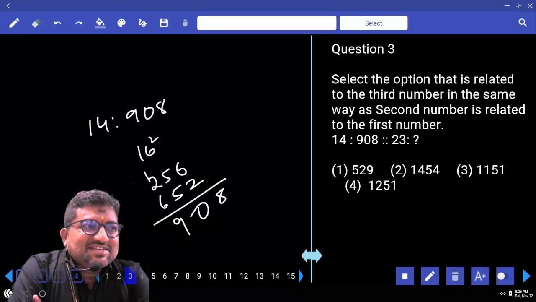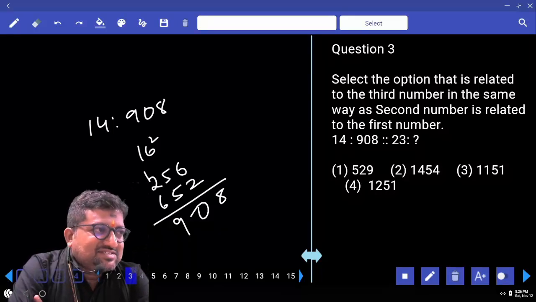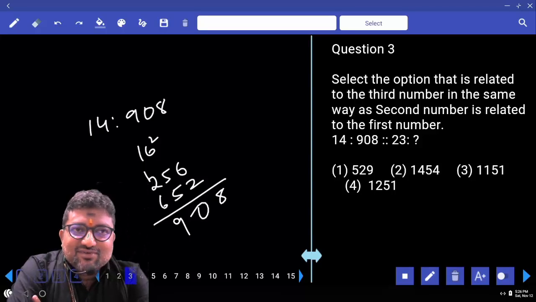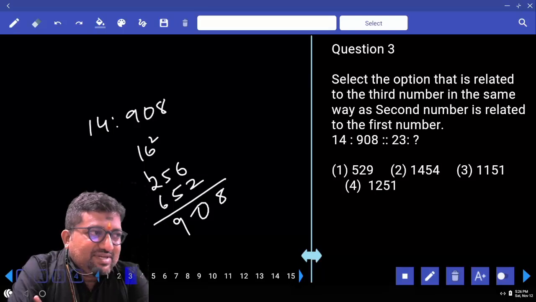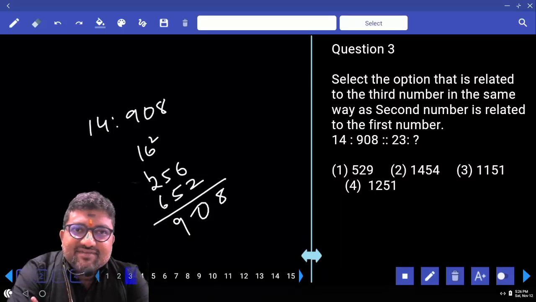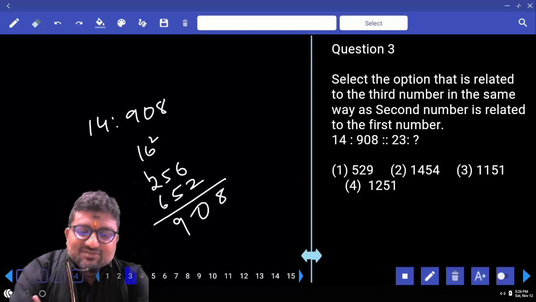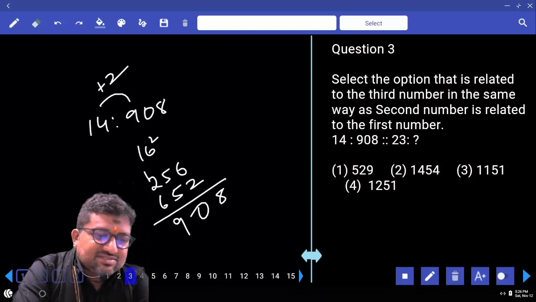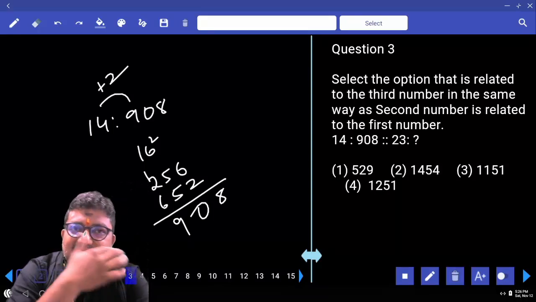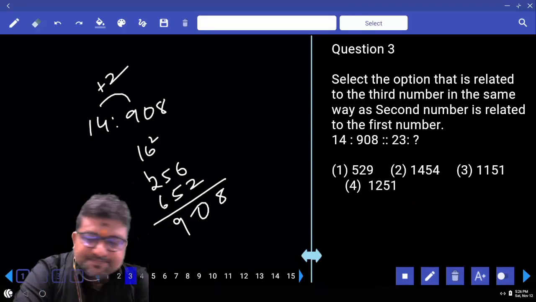See, this is what I say. This is what happens in SSC. They come up with unique logics which you can expect only in SSC. You won't find these types of things repeating anywhere else. Very rare. So similarly, I have done 14 plus 2. I got 16. 16 square, I get some answer, and that I have reversed and added both numbers.